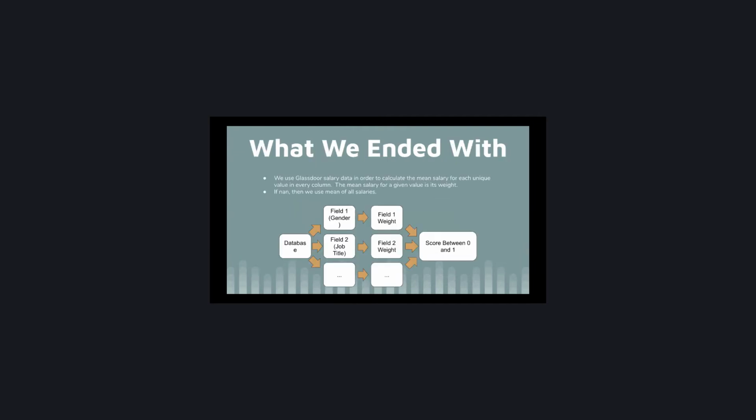And what we ended with was this kind of handmade predictive algorithm that just goes into the database. It looks at every field. We said which ones were important, like gender and job title, where they live, and so on. Basically, it took every one of those fields and assigned them a weight, which was based on similar unique values in the database for everything.